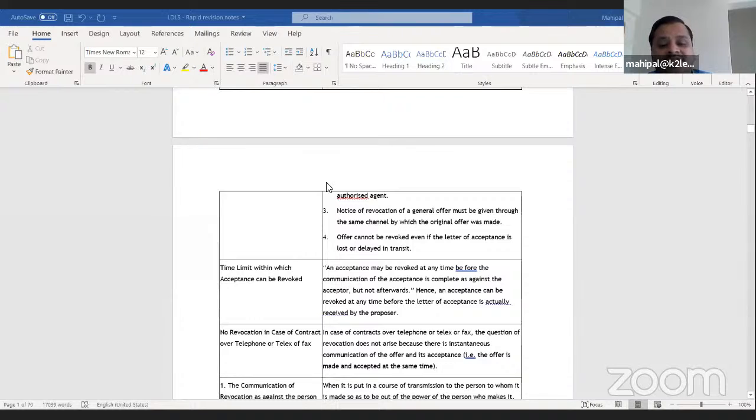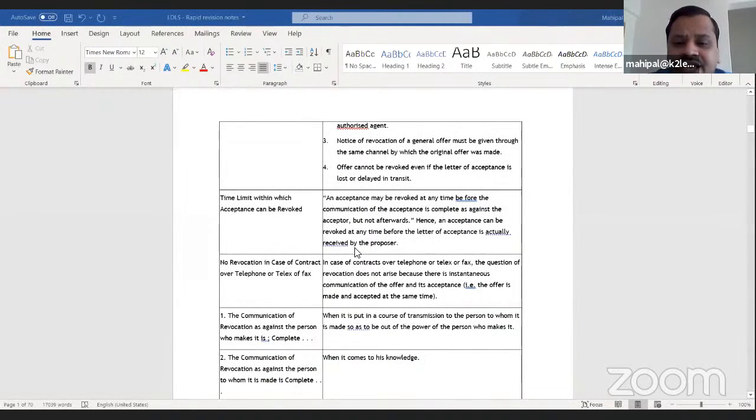Time limit within which the acceptance can be revoked. An acceptance can be revoked any time before the communication of acceptance is completed as against the offerer, but not afterwards. No revocation in case of contract over telephone, telex or fax. I call up and say, I want to sell my bungalow to you for 50,000. You say, yes, I am willing to buy. After that, how can I revoke? You have accepted and that communication of acceptance has reached me. Am I clear?